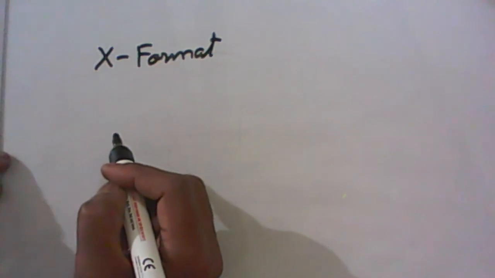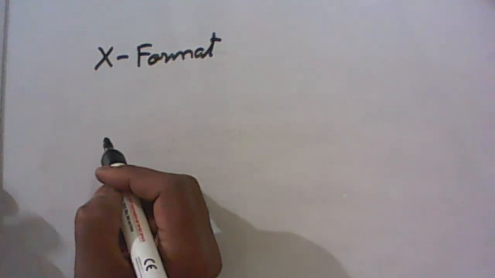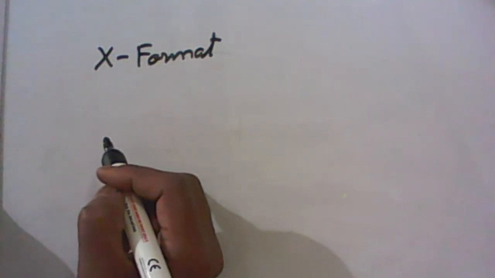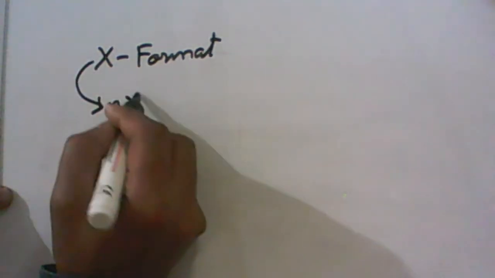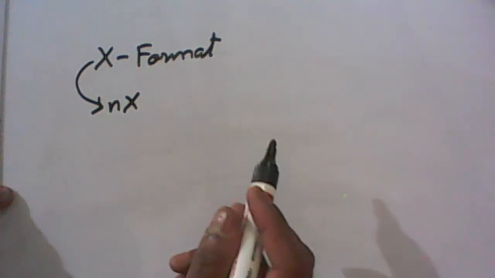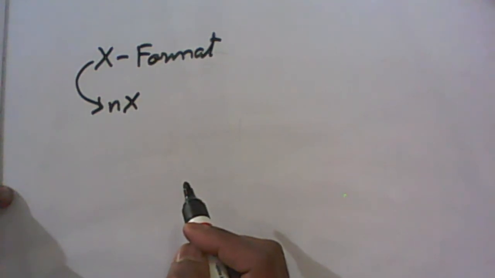So the X format is used to skip columns when we write or read data. Basically, for writing purposes it is used. The general form of the X format is nX, where n is the number of spaces or the columns that we want to skip.